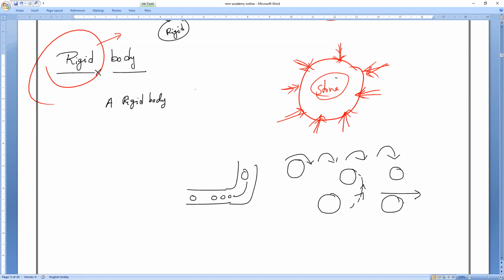A rigid body. So who is having a rigid body? Solids, liquids or gases? Solids. But there is an exception. Suppose a sponge, if you take it, the structure will change. It doesn't mean that it's not a solid. It's a solid, but it's a flexible solid. We cannot do anything.